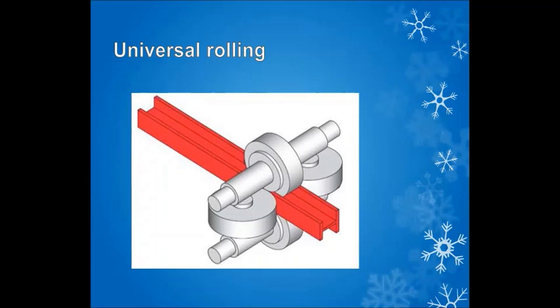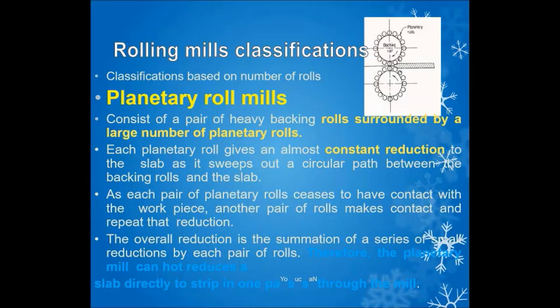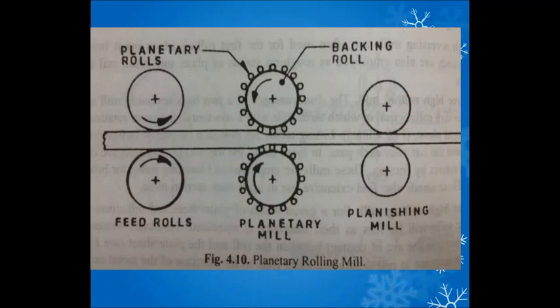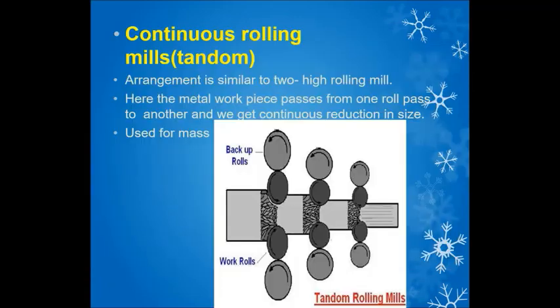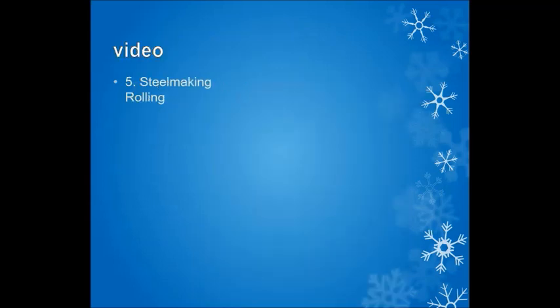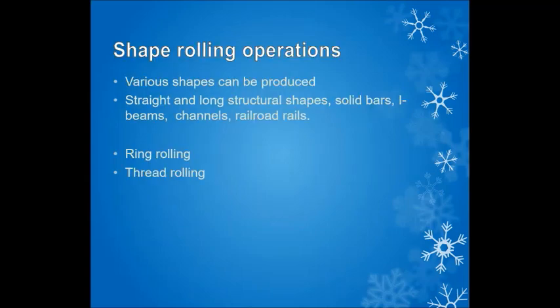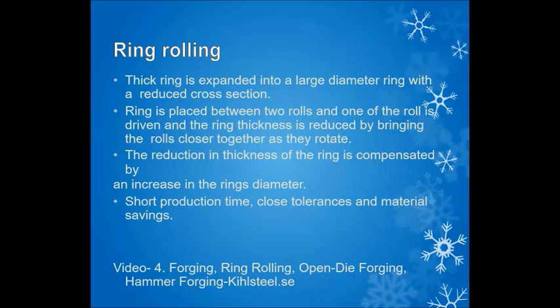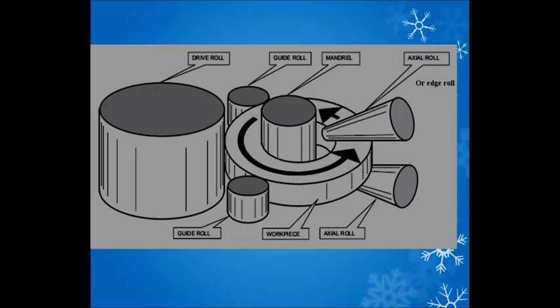Planetary rolling mill. Rolling mill classification. Depending upon the reduction, we can adjust the roller gap. Continuous rolling mill, so further continuous reduction. Shape rolling operation: various shapes can be produced, straight and ring rolling. Ring is expanded into a large diameter ring with a reduced cross section. So the ring is placed. The schematic diagram shows the various methods of operation on the rolling mill.